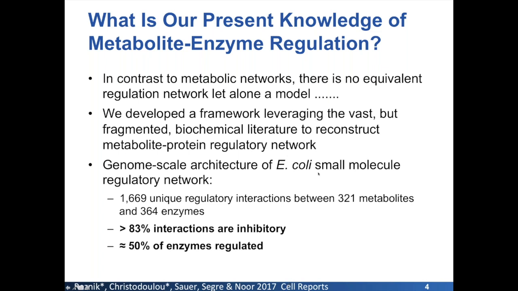All I want to say is that we now have a genome scale architecture of the E. coli small molecule regulation network. It's about 1,700 unique regulatory interactions. About 300 metabolites affect 350 enzymes. Most of them are inhibitory, and just about every other enzyme is regulated. Okay, so that is a lot. We know already this is only the tip of the iceberg. There's much more regulation coming. But already that is a solid basis of knowledge.